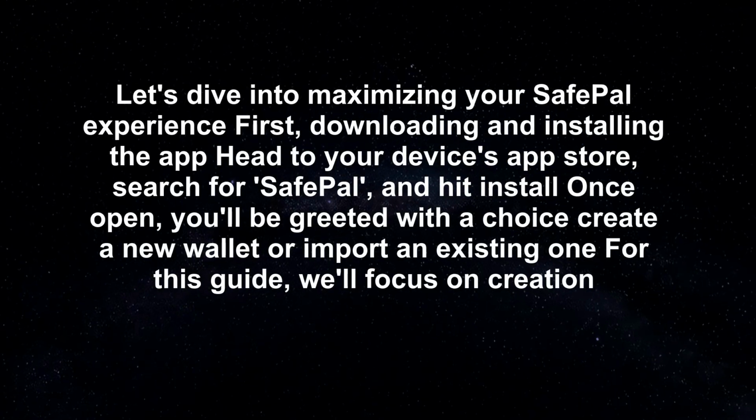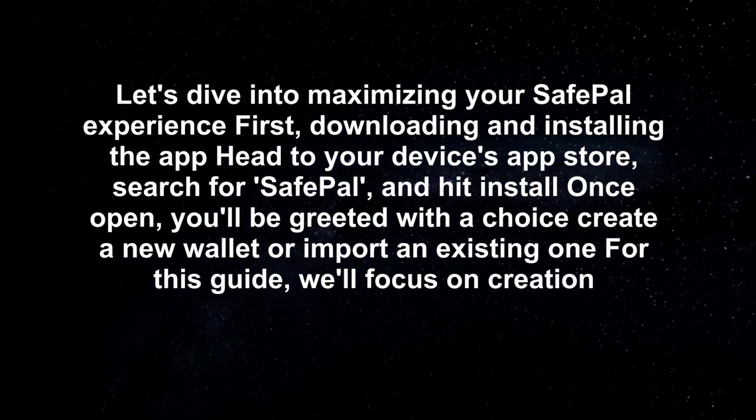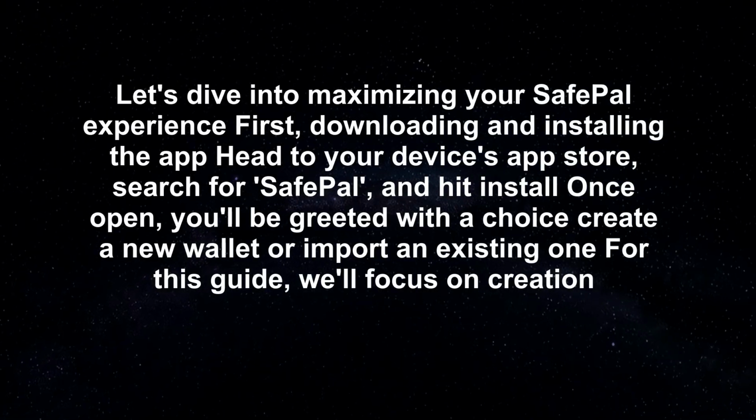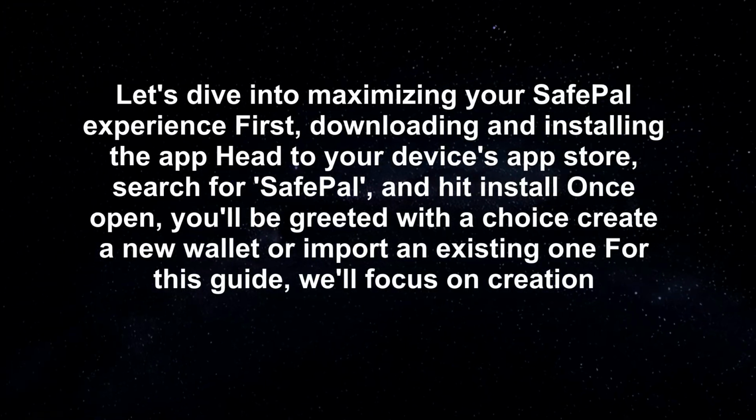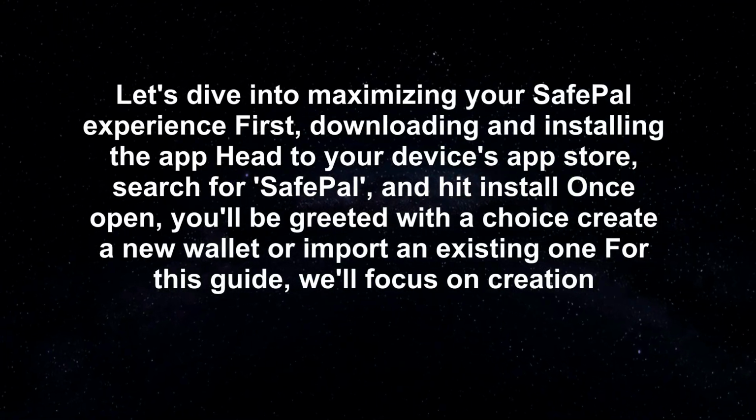Downloading and installing the app: head to your device's app store. Search for SafePal and hit install. Once open, you'll be greeted with a choice: create a new wallet or import an existing one. For this guide, we'll focus on creation.